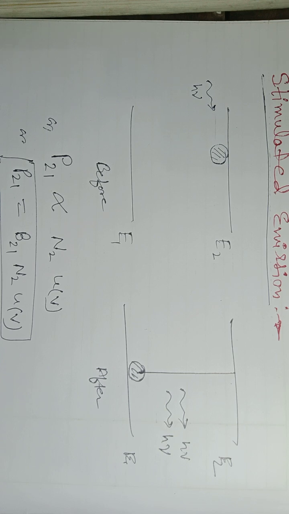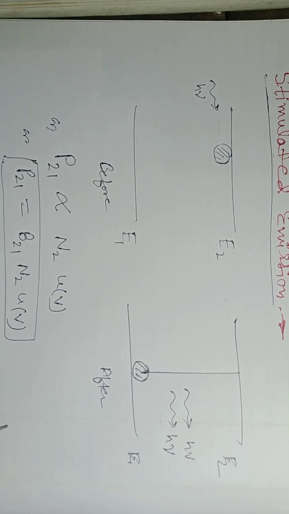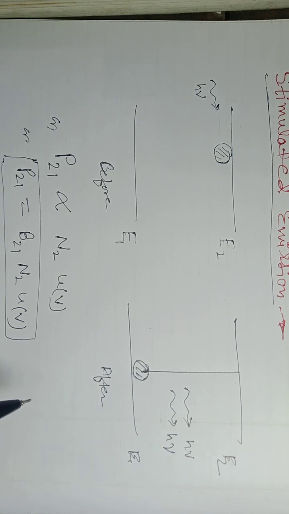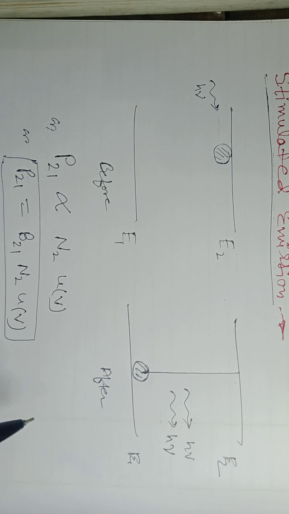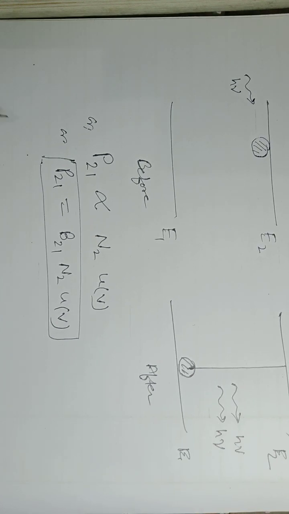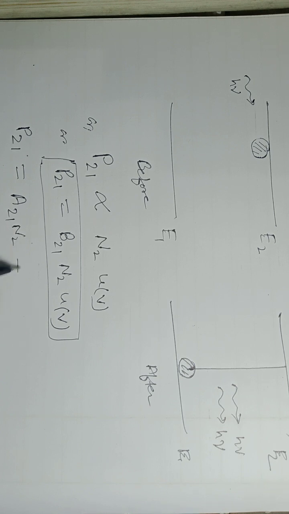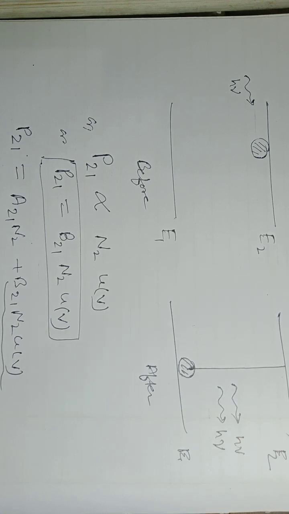And we know what about the spontaneous emission of radiation. In case of spontaneous emission and stimulated emission, both are added and we get the total probability of radiation from 2 to 1 equal to A21 N2 plus B21 N2 U nu. This is the stimulated emission of radiation and this is the spontaneous emission of radiation. So the total probability of radiation from 2 to 1 is equal to the addition of both.